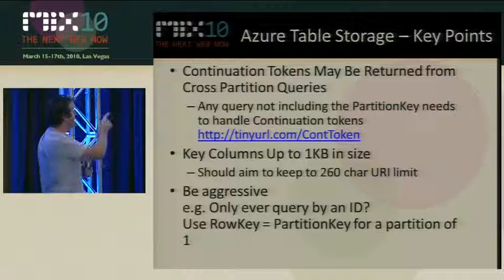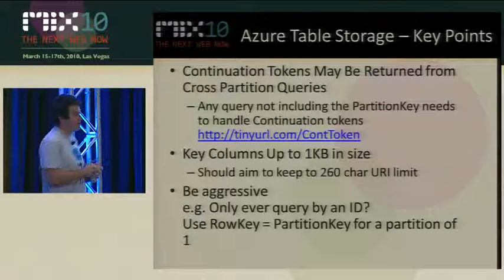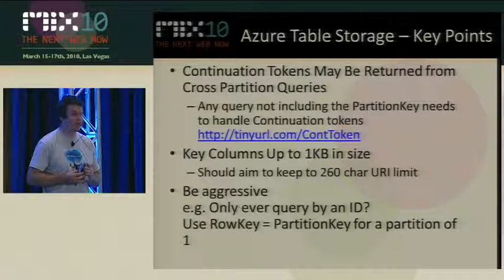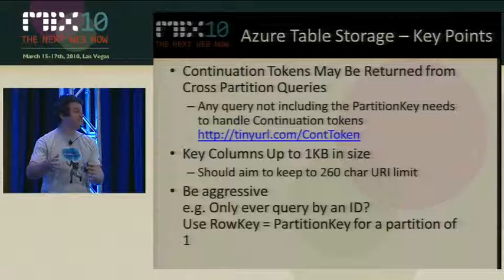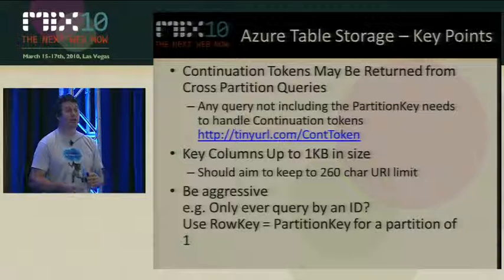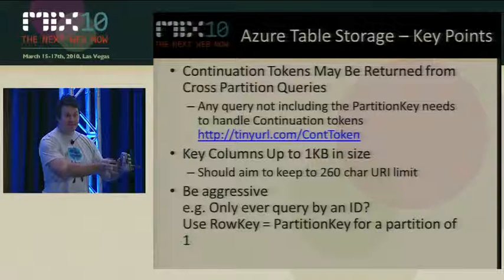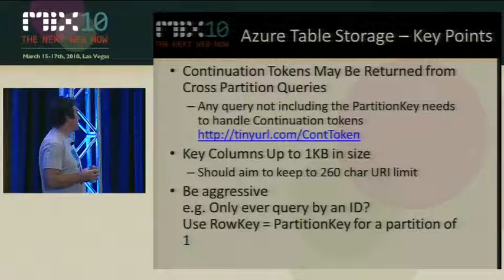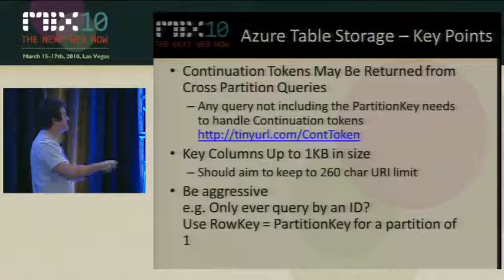So even if you're not asking for pages back, but you are querying cross-partition, you're potentially going to get these continuation tokens back. The reason for that, I hope, is fairly obvious. Because they are across multiple partitions, it is more efficient to give you some of the data back with a continuation token while the storage engine goes and looks for the rest of the data to hand back to you as additional pages.